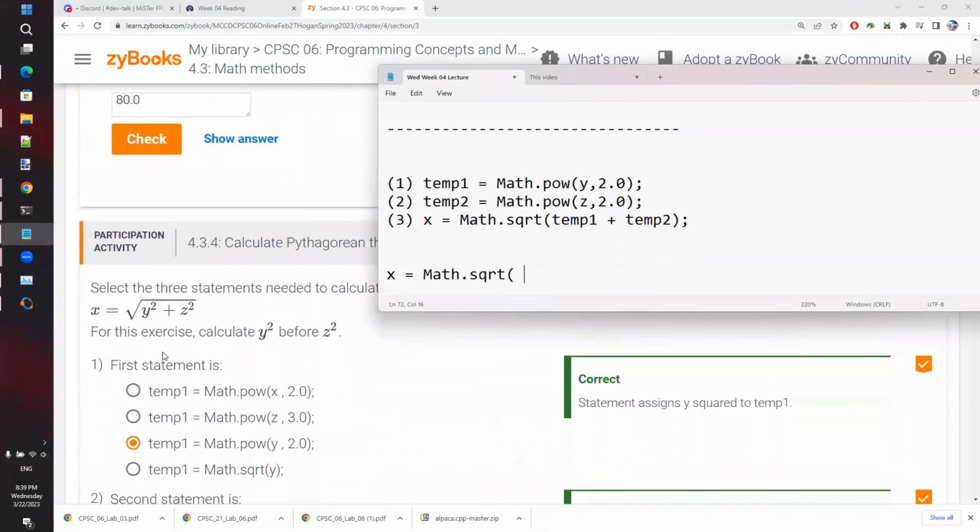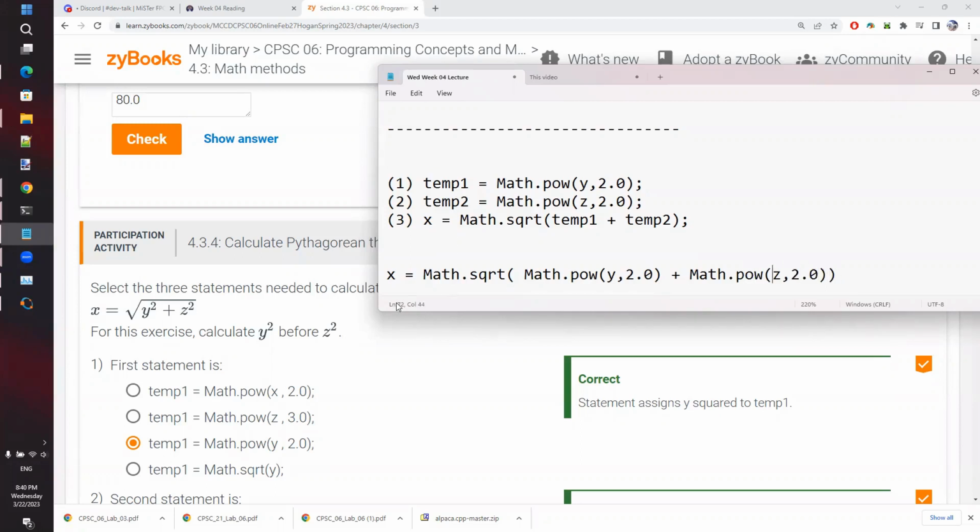Looking at this one again. And then what's inside the square root, and maybe I would actually do this, put both parentheses for the square root. And then what's inside the square root? Well, we have a y squared, right? So how would I do y squared? I would go Math.pow y comma 2.0. That's the square, that's y squared. And then I would do plus, and then we need z squared, which is Math.pow z comma 2.0.